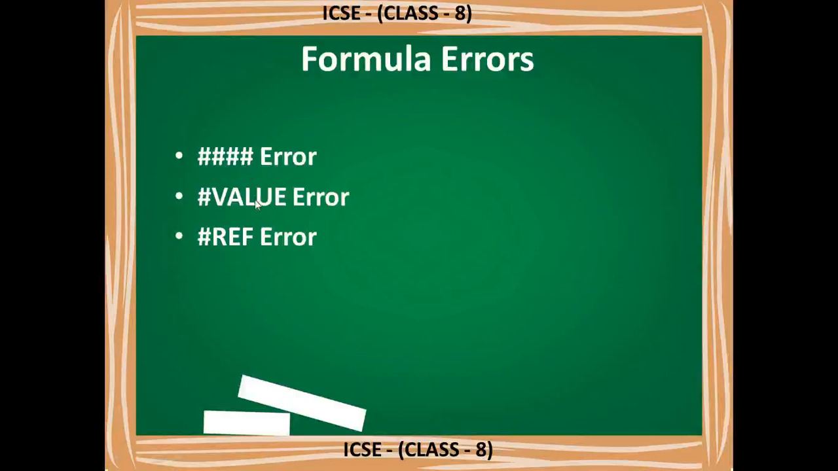Next, the second is value error. It occurs if the formula contains invalid data. If that cell contains invalid data, in that case value error will be displayed. Next is reference error. This error occurs when the formula refers to a cell that does not exist. This usually happens when the referred cell has been deleted from the worksheet. So when you delete that particular cell, we are going to lose the reference, and in that case we will get this error.